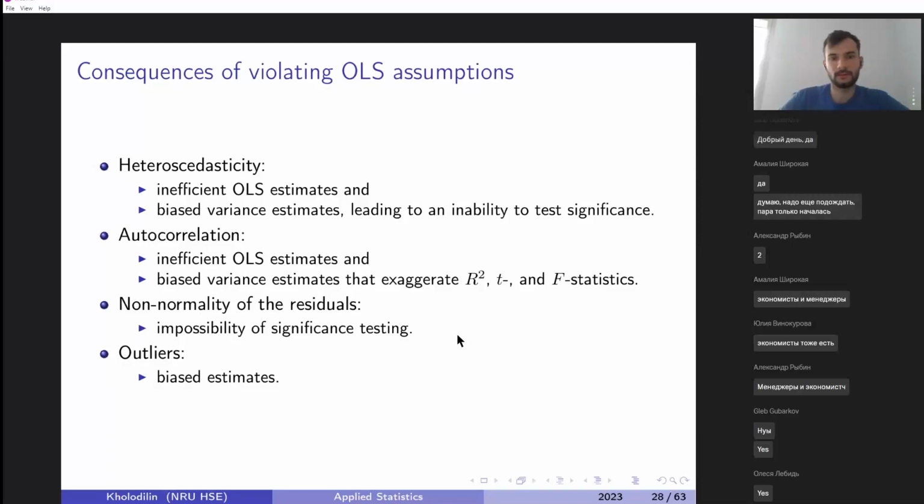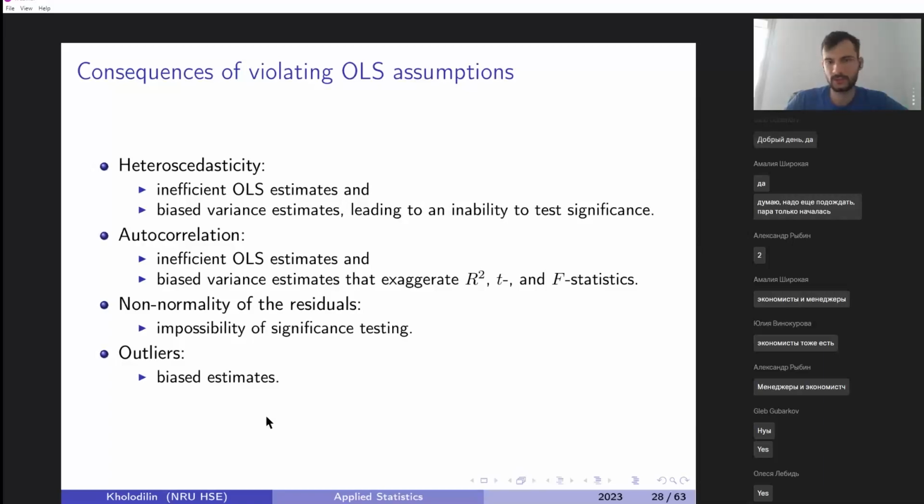And in econometrics, different distributions can be used. So if you know, for example, that errors are distributed according to different distributions, then you can use that as well, but we're not going to talk about it today. And another violation is if we have outliers.